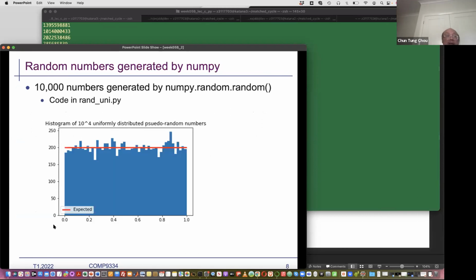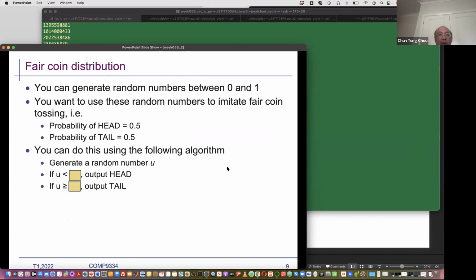This is just a graph similar to the one before, but this one is from Python. I generated 10,000 random numbers using the NumPy library and checked whether they are almost uniformly distributed. Same idea as before. I provided you with the code in this file, so you can have a look later on. Now, let's see how you can generate random numbers from different probability distributions.